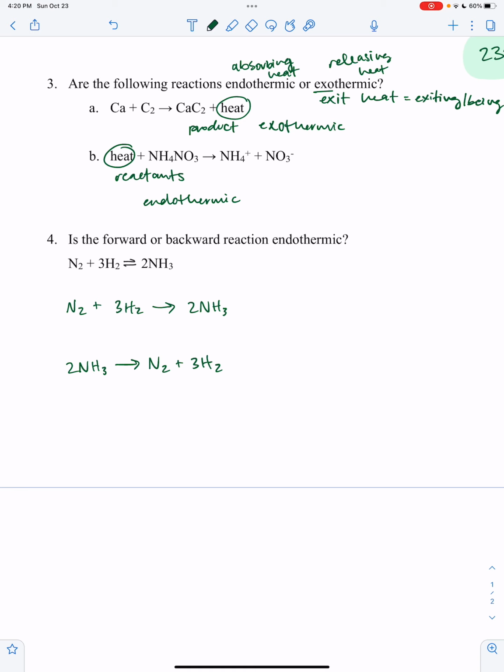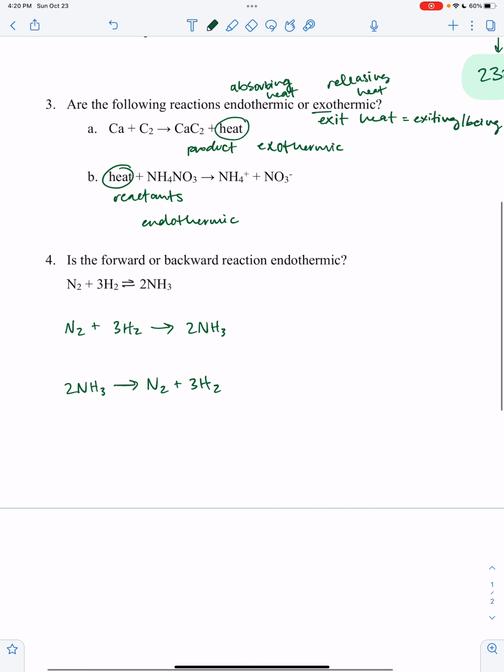it doesn't explicitly say if heat is a product or a reactant. So we can look at what's happening in the reaction. So in the forward reaction, there's two molecules that are coming together to form a new molecule. So there's a bond being formed. And if we look up at number 3, at this one, the same thing is happening. There's two molecules coming together to form a product. So there's a new bond being formed. That one is exothermic.